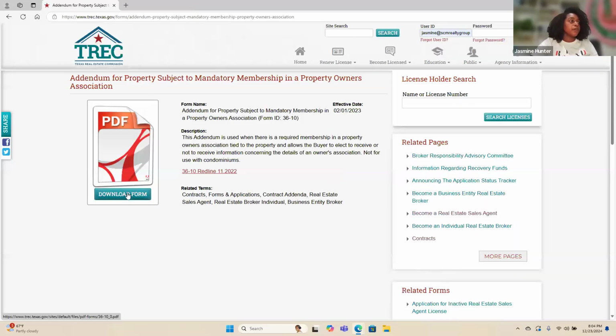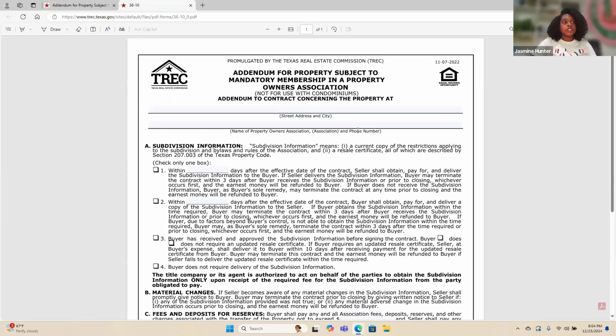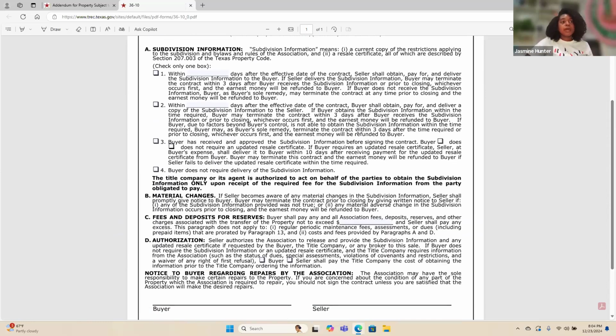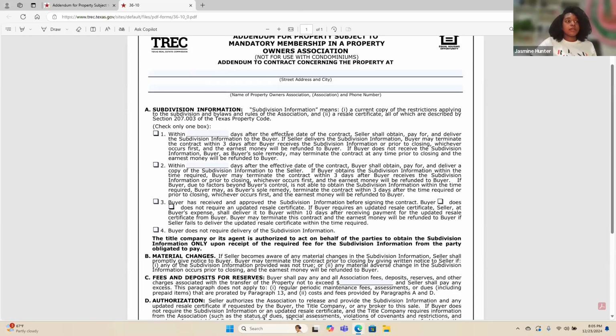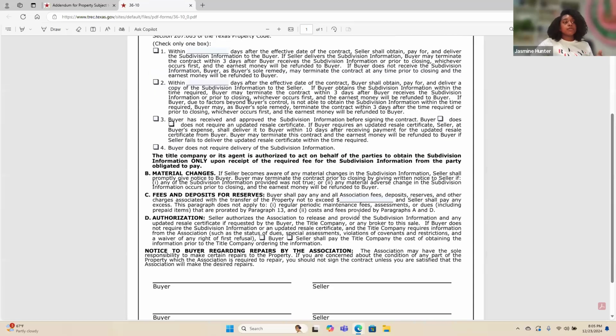Okay, so now your HOA document, the mandatory membership in a property association document. Somebody has to pay for the resale certificate. Somebody has to pay for the transfer fees. Somebody has to pay for the deposits, for reserves, all of that stuff. This is just identifying who's doing what. So once you go under contract, if you want the seller to pay and deliver the subdivision information to the buyer, you would click number 1. If you want the buyer to pay it, it's number 2. If you've already given it to the buyer, and the buyer has received it and does not need an updated copy, that's number 3. Or if the buyer is not requiring the subdivision information at all, that would be number 4.